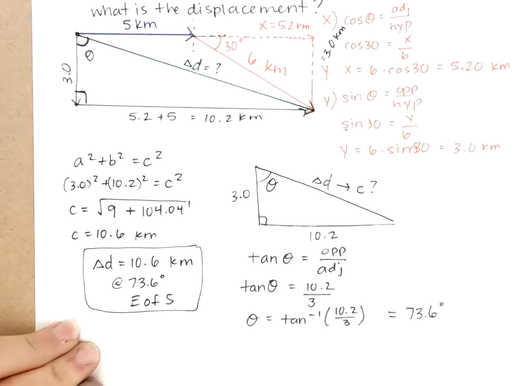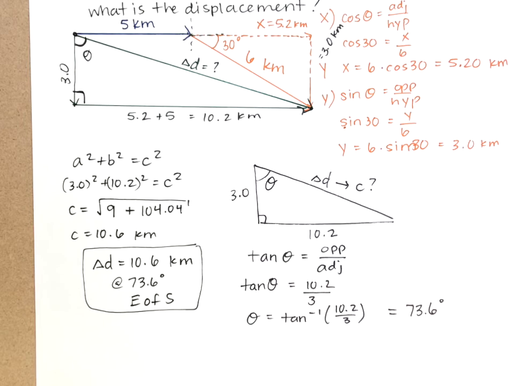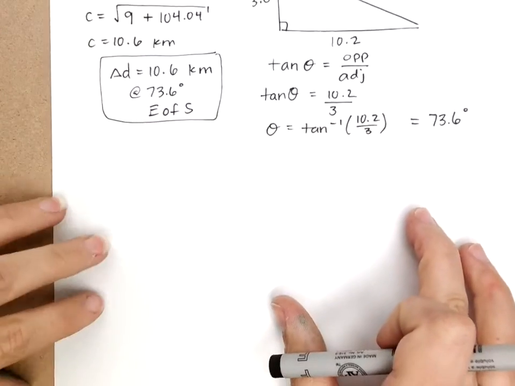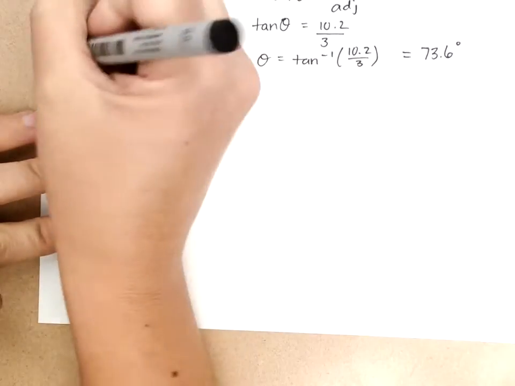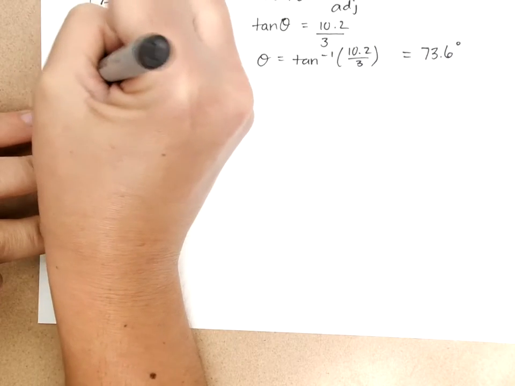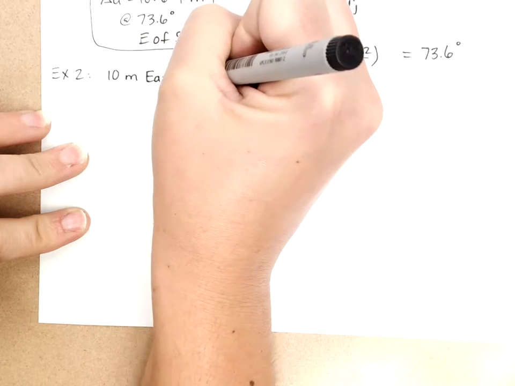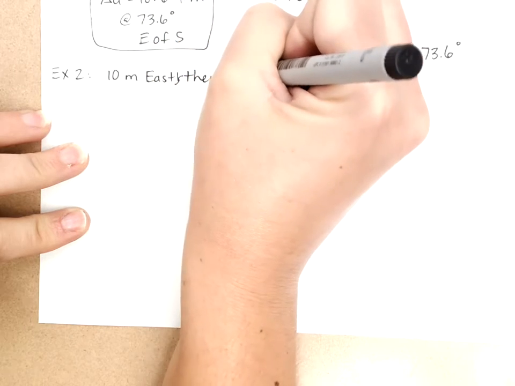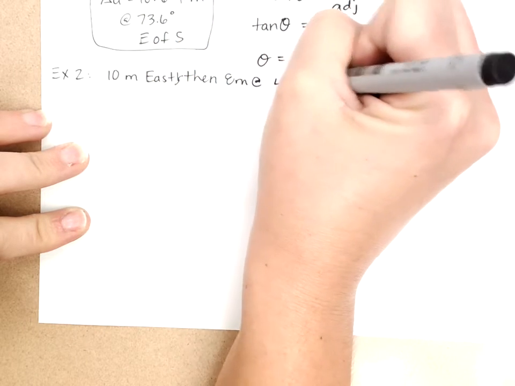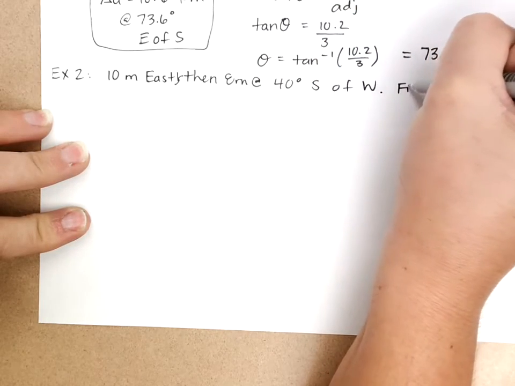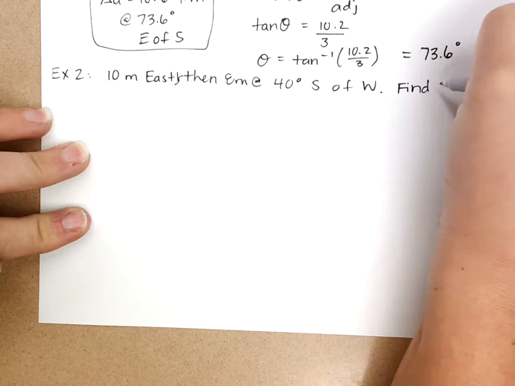Okay, let's go ahead and do one more complex problem that's a little bit different. Example 2: 10 meters east, then 8 meters at 40 degrees south of west, find resultant. So often the displacement is also called the resultant vector.